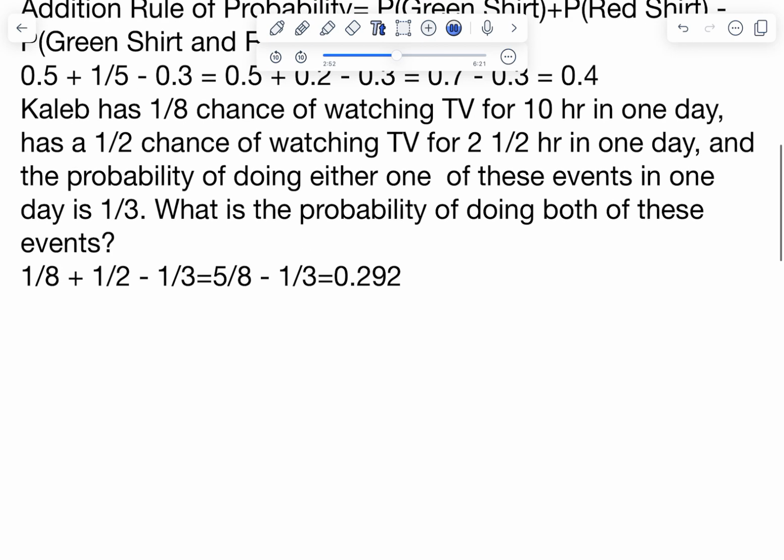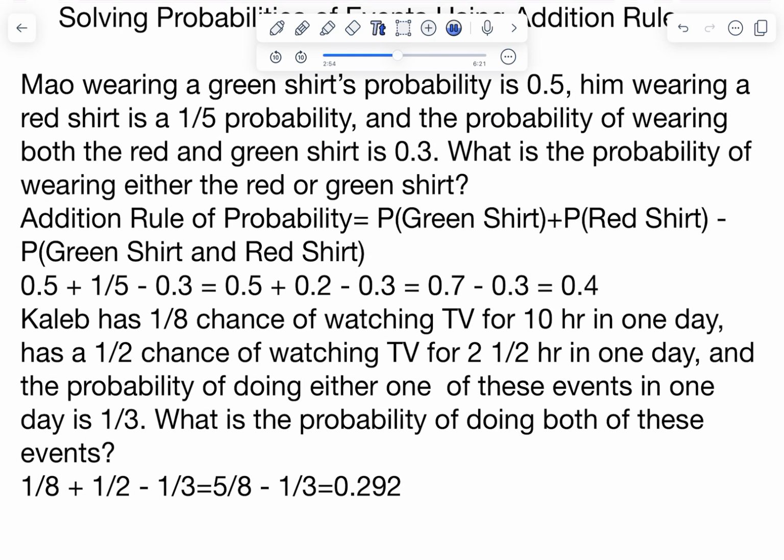So basically, we're just canceling the probability of wearing both, so that we can get the probability of wearing either the red or green shirt. We're just canceling that event, pretty much.